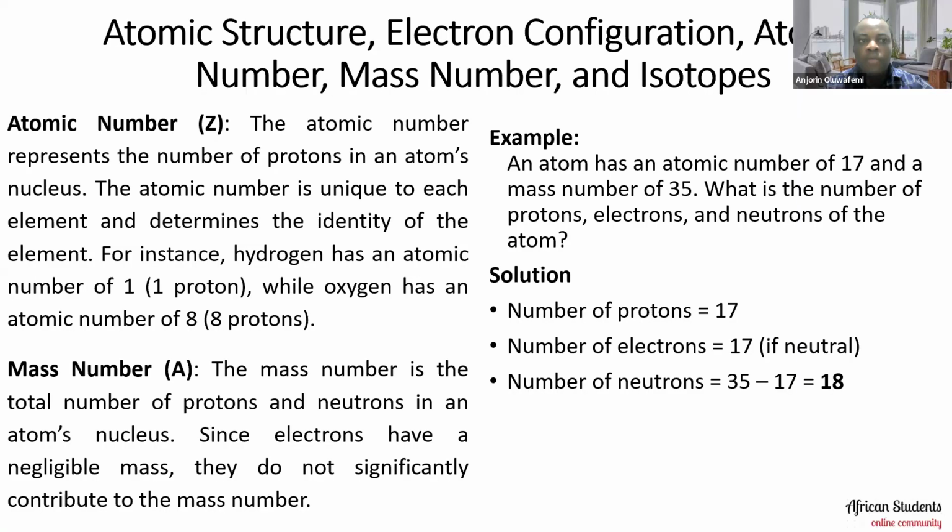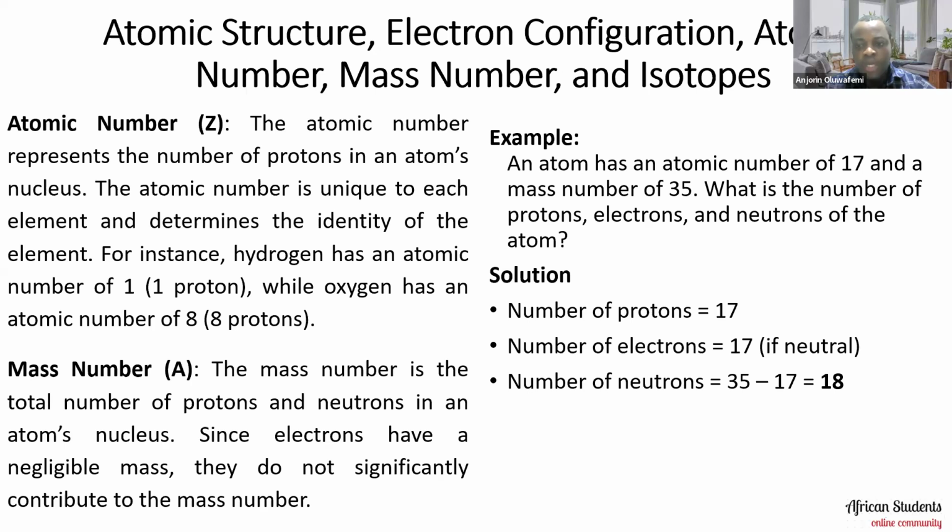Okay. We equally looked at atomic number and mass number to be precise, and we defined what they are. Atomic number, we said, is the same thing as, or represents, the number of protons in an atom's nucleus, and we said the mass number is the total number of protons and neutrons in an atom's nucleus, and we tried to work out a little example, to work out if we are given the atomic number and mass number, how can we solve or look for the proton number, the electrons, and then the neutrons in that particular atom?